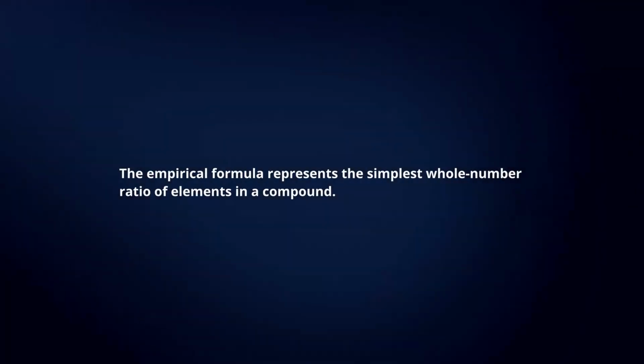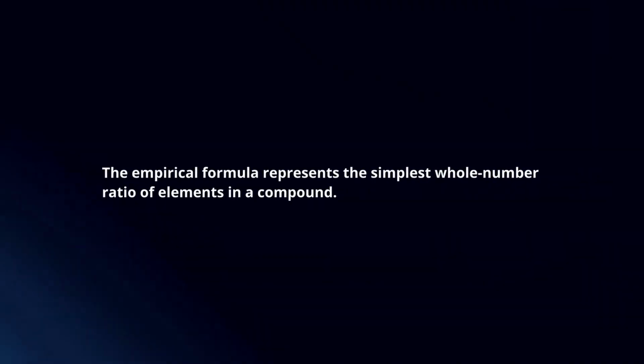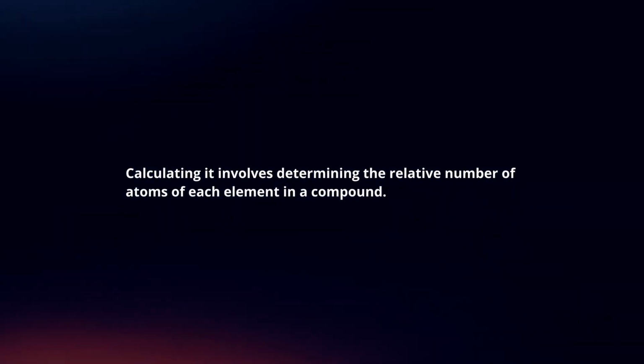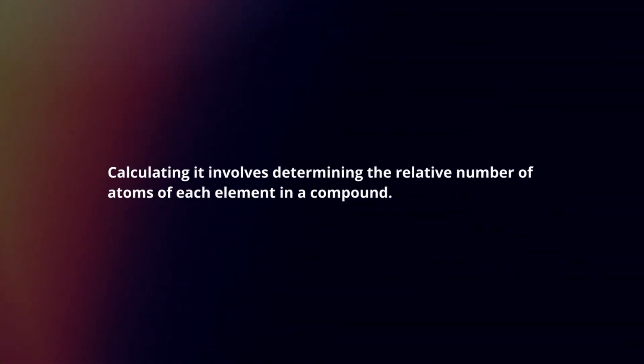The empirical formula represents the simplest whole number ratio of elements in a compound. Calculating it involves determining the relative number of atoms of each element in a compound. Here's a concise guide to calculate the empirical formula.